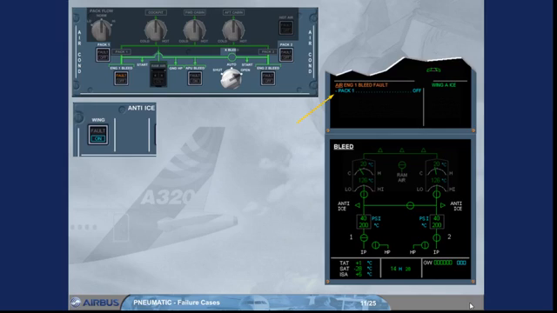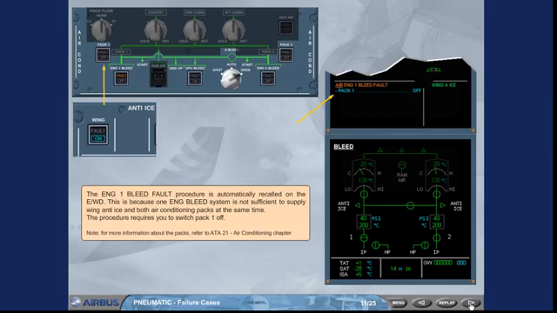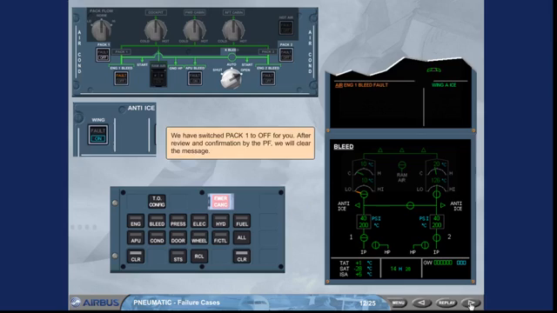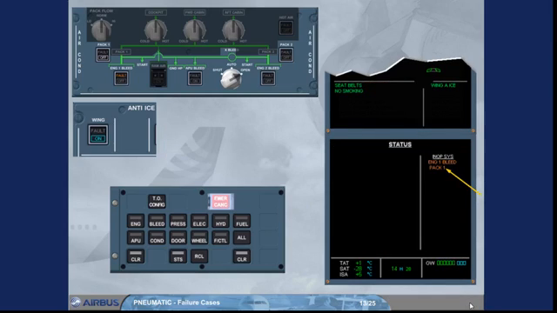This is because one engine bleed system is not sufficient to supply wing anti-ice and both air conditioning packs at the same time. The procedure requires you to switch pack 1 off. Note, for more information about the packs, refer to the A320 air conditioning chapter. We have switched pack 1 to off for you. After review and confirmation by the pilot flying, we will clear the message. On the status page, pack 1 has been added to the inoperative systems column.